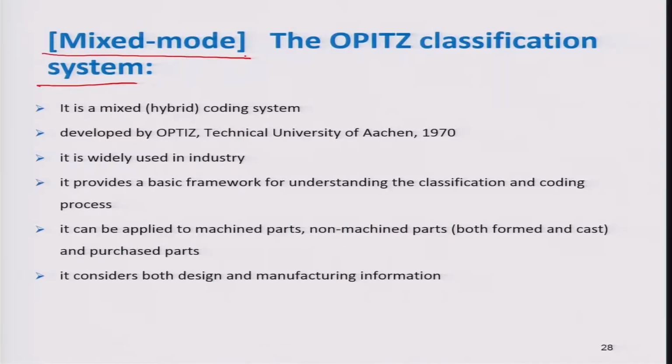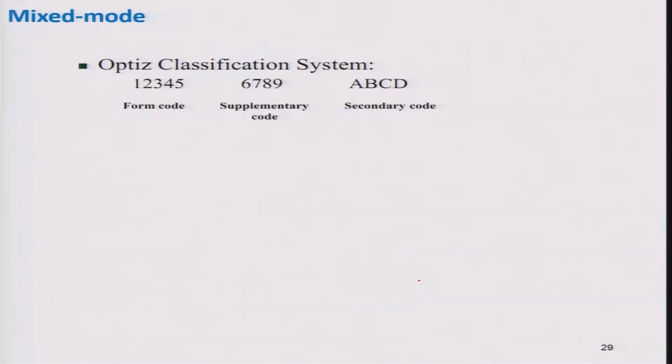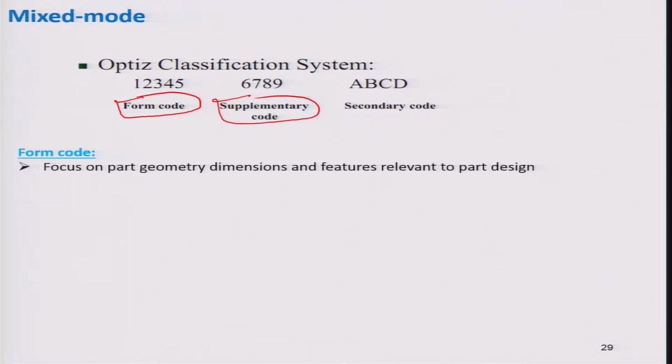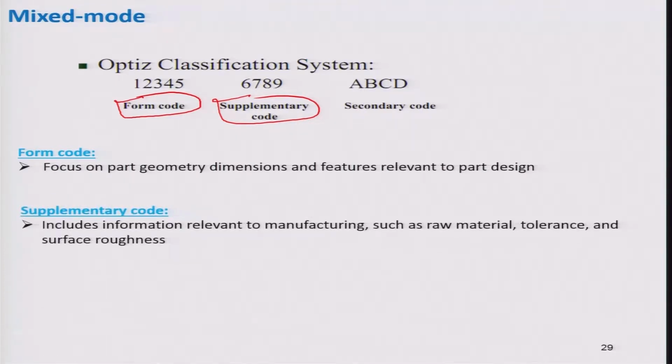This is based on the mixed mode system. It was developed by Opti and it is most widely used in industry. It provides a basic framework for understanding the classification and coding process, and it considers both design and manufacturing information. Okay, here this is the general form of mixed code in the Opti classification system. There are three types of codes generally used in this system: form code, supplementary code and secondary code. Okay, what is the form code? It focuses on part geometry, dimensions and features relevant to part design. And supplementary code includes information relevant to manufacturing such as raw material, tolerance and surface roughness.